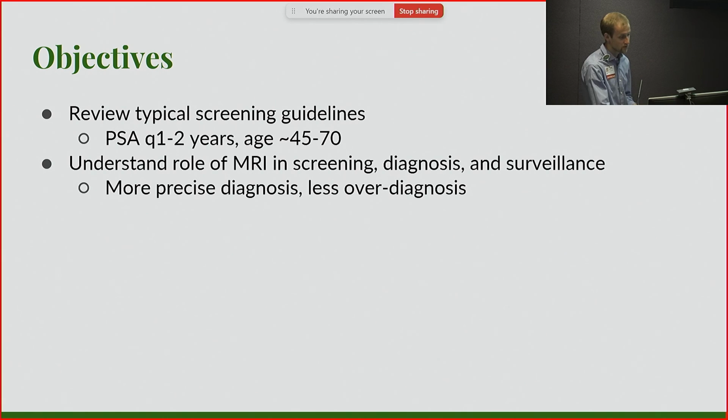So as far as our role of MRI in screening, I think it helps with your precision of diagnosis. I think it probably helps with leftover diagnosis. I think it helps you avoid a couple of biopsies. I think it does help in treatment planning as well if that time does come.